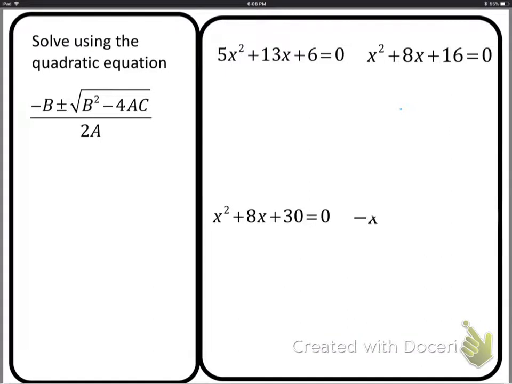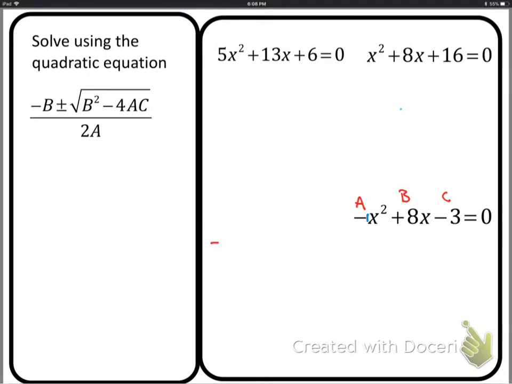And then our last problem on this page, A is -1, B is 8 again, and C is -3. So we're going to use the quadratic formula. I'm going to plug it in right here. So let's pretend this doesn't exist.